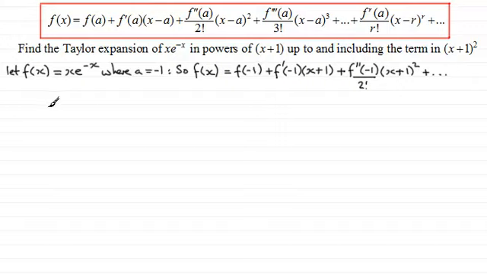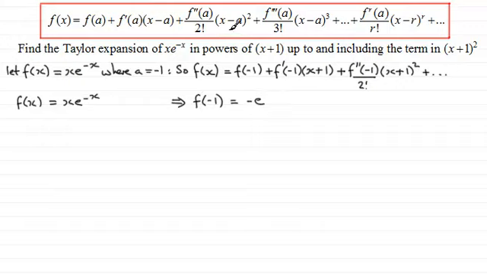So we have f of x equals xe to the minus x. So for this first term, f of minus 1, it follows that f of minus 1 is going to equal minus 1 multiplied by e to the power minus minus 1. So that's just minus e.